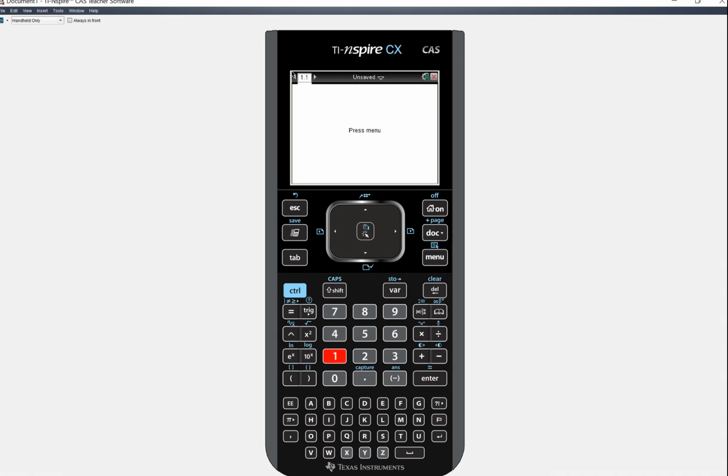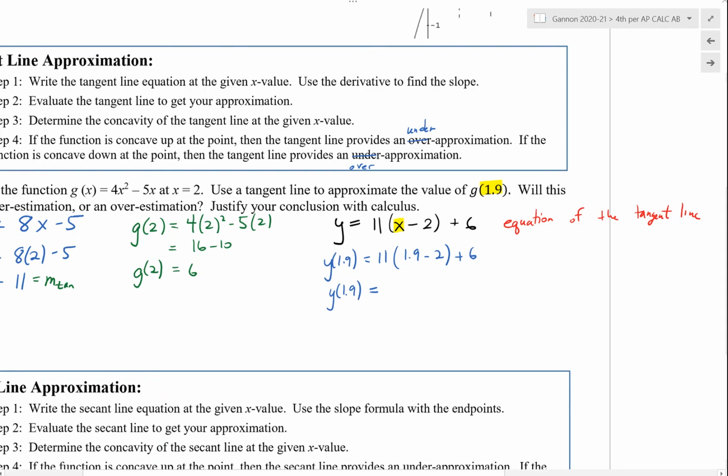So we have 11 times 1.9 minus 2. And then we had plus 6. And the plus didn't show up, so plus 6. All right, and what we end up with is 4.9. So if we go back, we get approximately 4.9. That value is our tangent line approximation.